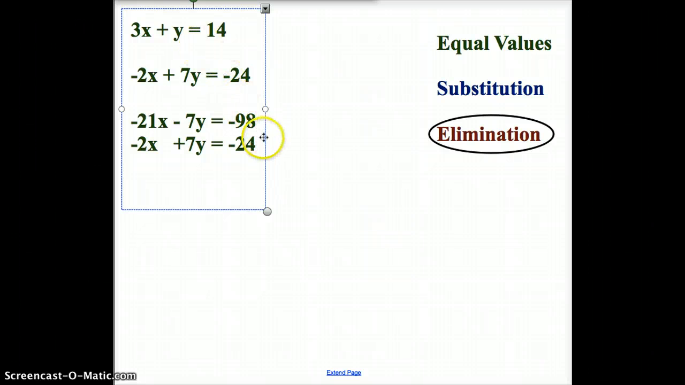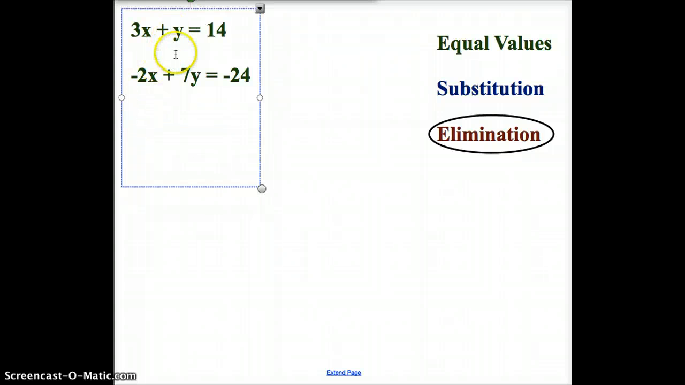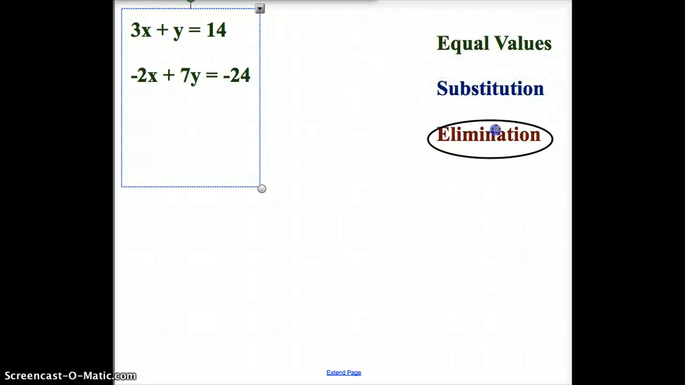So this equation right here, you could choose the substitution method if you rework the top equation and move the 3x over here, and that becomes a negative 3x. Or you can work it using elimination, and in this case, you'd want to multiply the top by negative 7. So that's one where you could choose either one.